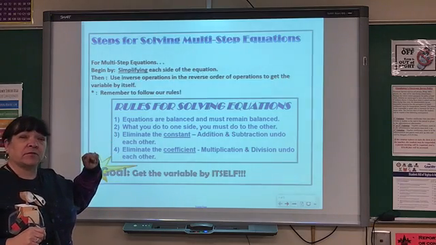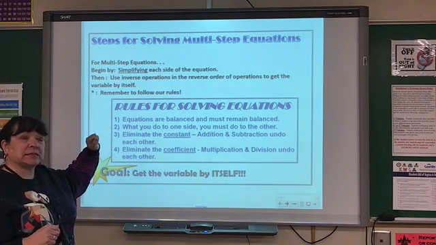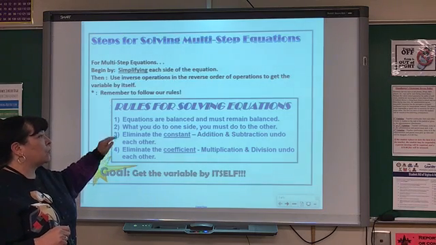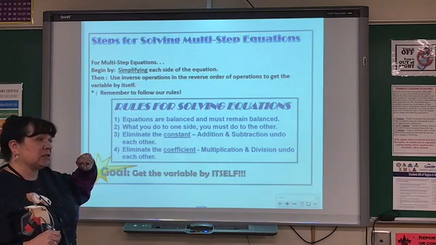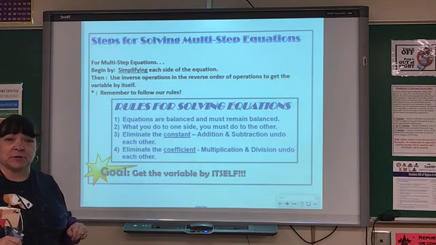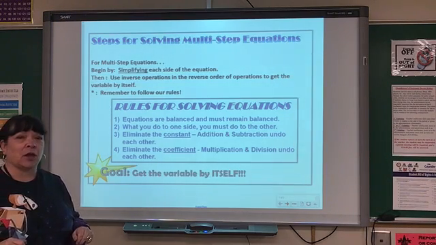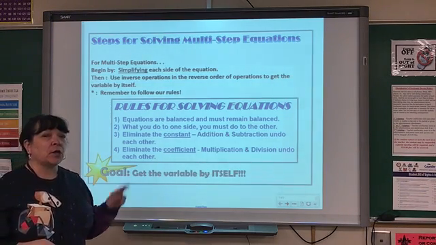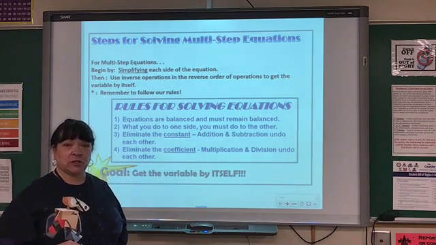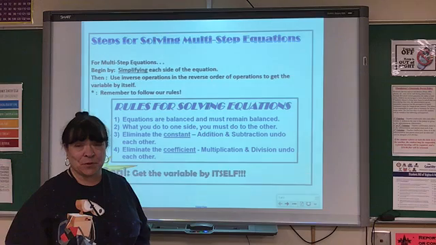Remember to do that. You follow the rules of equations. They're balanced and must remain balanced. What you do to one side, you must do to the other. We eliminate the constant because addition and subtraction undo each other. And then we eliminate the coefficient because multiplication and division undo each other. Usually, remember, you can never divide by 0, and you can't divide by a fraction. Instead, you have to multiply by the reciprocal.